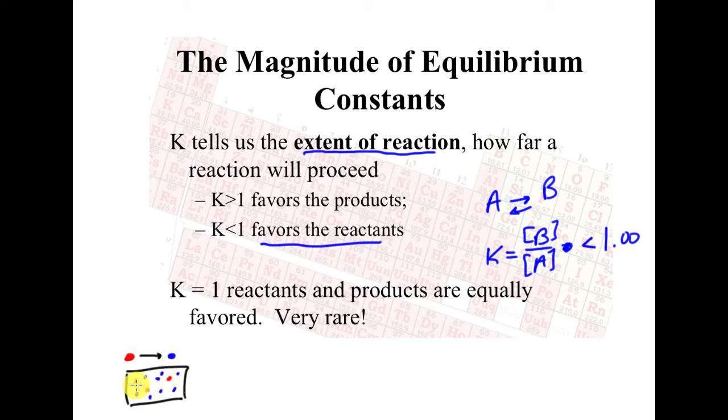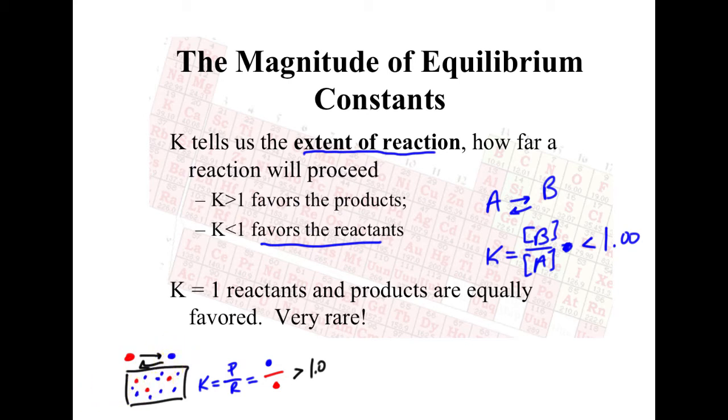Which one do I have more of? Well, I would look at K, and I would say K is equal to the products over reactants. So in this case, blue over red, right? This would be equilibrium, by the way. Since I have more blue than I do red, we would say that K is greater than 1. We would say that it favors producing these products. So I start with A, put it in the container, it produces B, and at equilibrium I still have a little bit of red, but mostly I have the B.